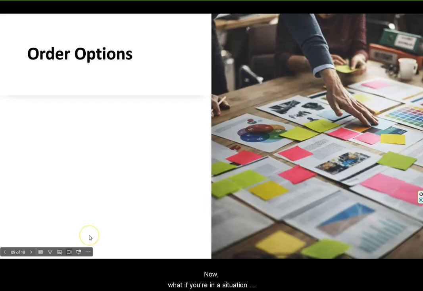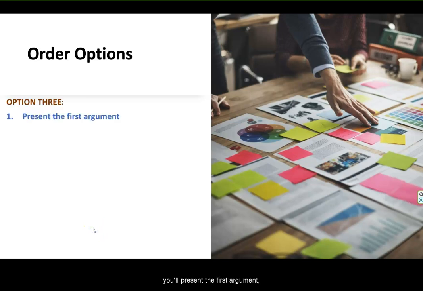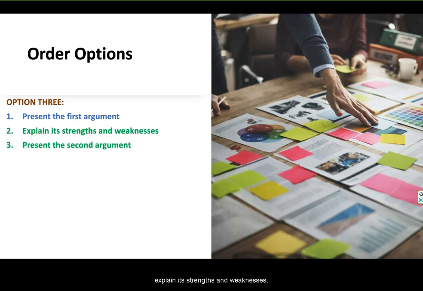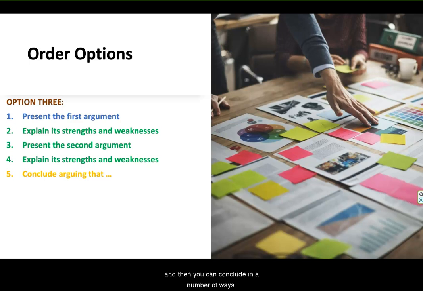Now, what if you're in a situation where you're evaluating an issue, but you don't have a dog in the fight, as it were? There's not one side that you find to be more clearly right. Here's an option for you. In this option, you'll present the first argument, explain its strengths and weaknesses, present the second argument, explain its strengths and weaknesses. And then you can conclude in a number of ways.